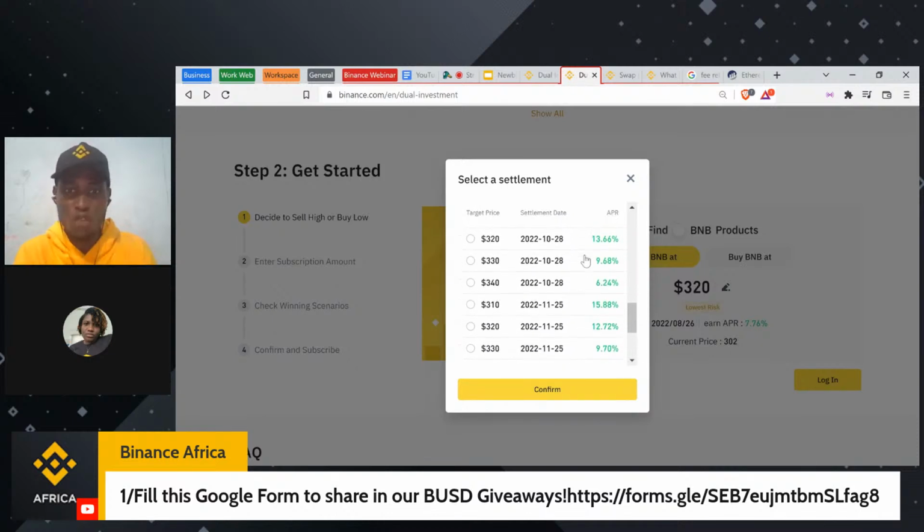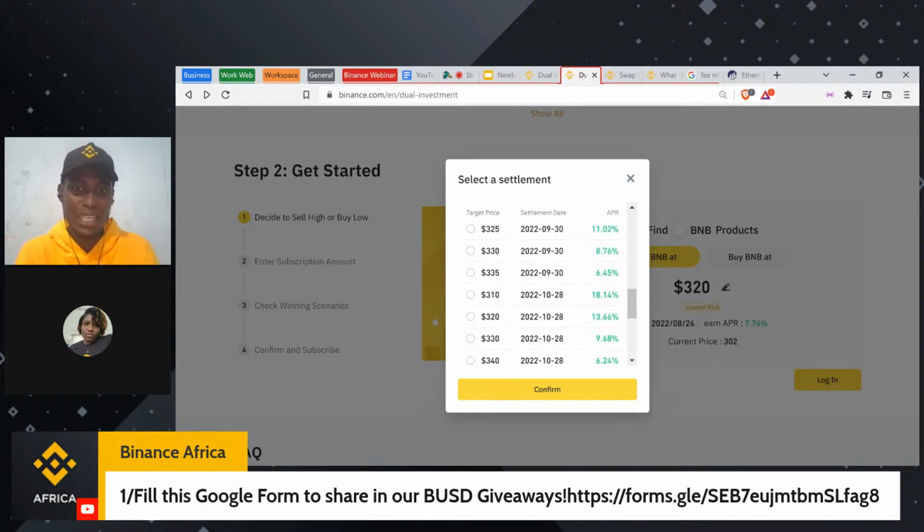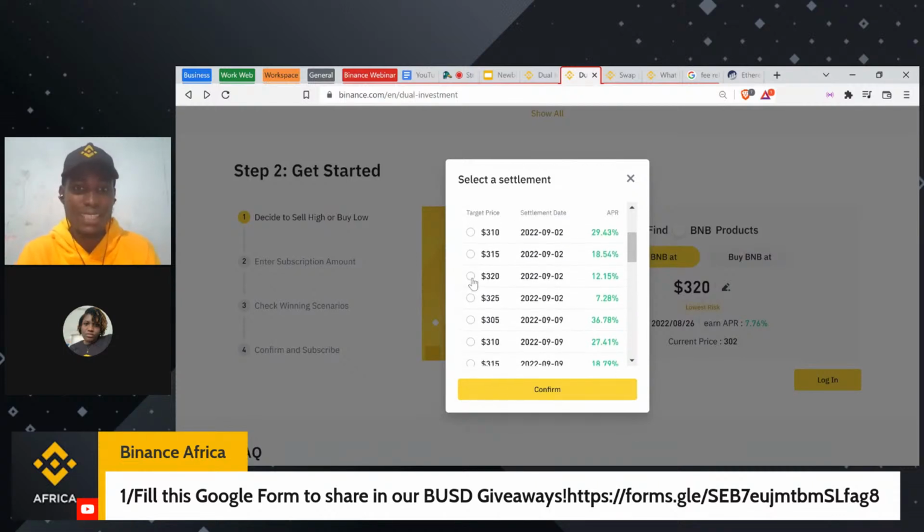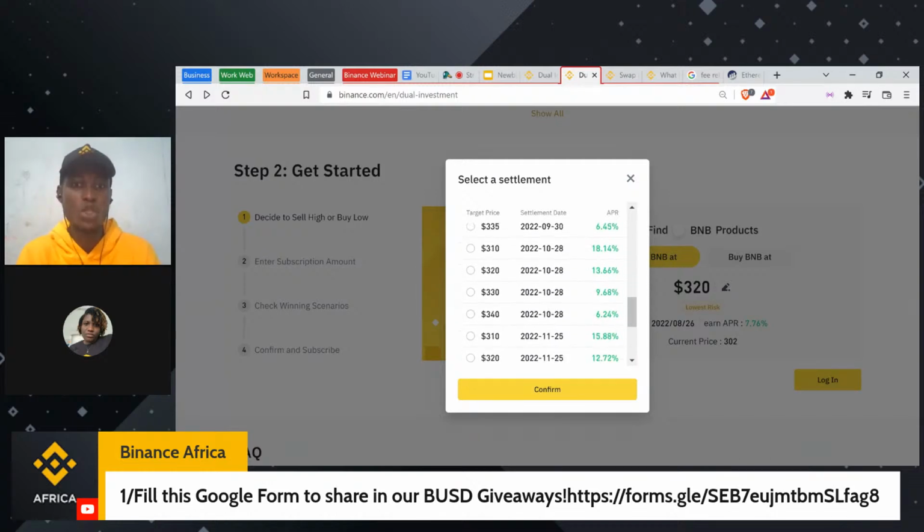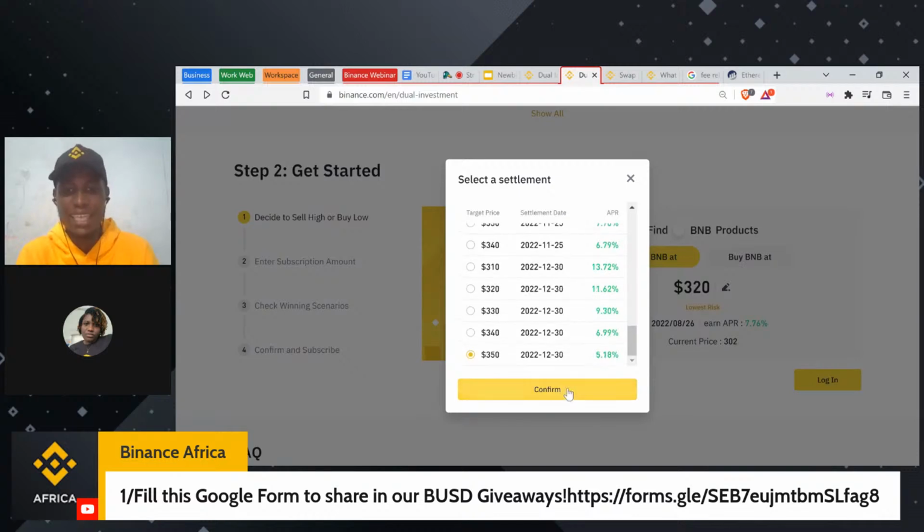There are tons of other dates there. If you don't want to wait till December, you want to probably sell, this is for September. The same way, if I want to sell at 320 BUSD for a BNB on September 2nd at the target price of 320 BUSD, then the APR for that date is 12.15%. So you check through everything to decide which one you want to go for. When you are convinced of the one you want, select it and tap on confirm.